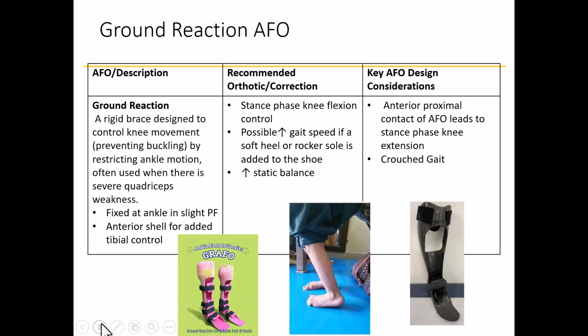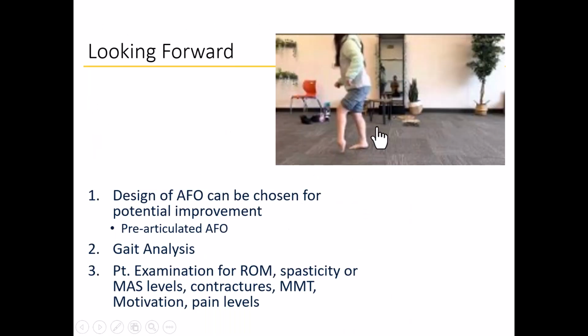So now you have a ground reaction AFO, and this is a rigid brace that's designed to control knee movement or buckling. If you see right here, it's got these anterior shells on both sides that really help with severe quad weakness, or it can help with a crouch gait pattern. It really helps in the stance phase to control knee flexion. It can help increase gait speed if we add a soft heel or a rocker sole to the shoe, and helps with balance.